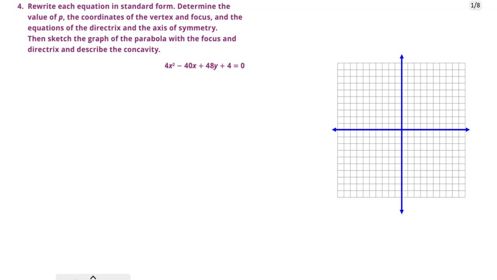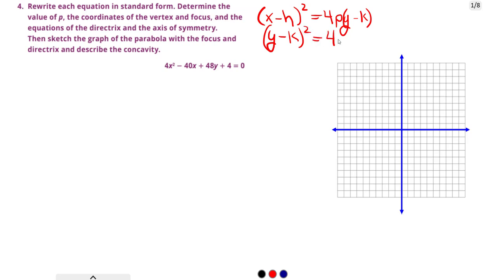So when we look at this equation, we are going to be trying to figure out what is going to be squared. Is it going to be in the format of x minus h squared equals 4p times y minus k, or is it going to be y minus k squared equals 4p times x minus h? And so you look down here and you see that it's x squared, so that means we are stuck with the top one.